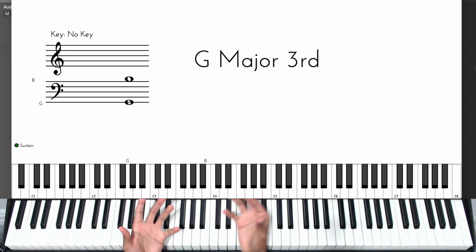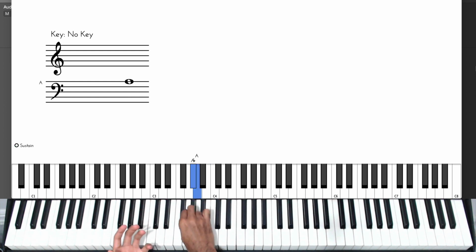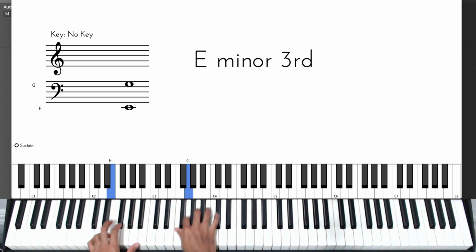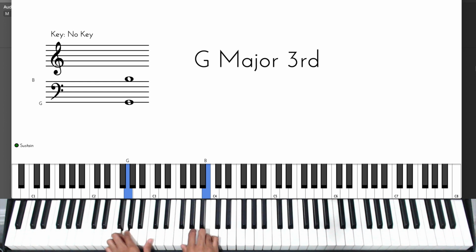You can also do that passing line right there. I start off on the A and go down chromatically onto F. So, all right.